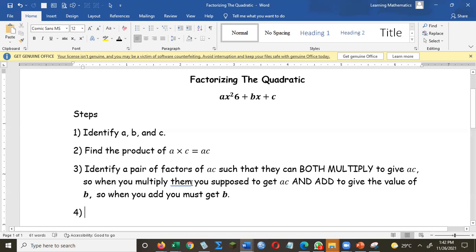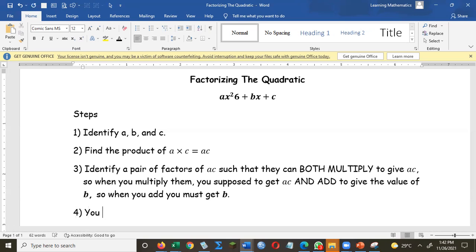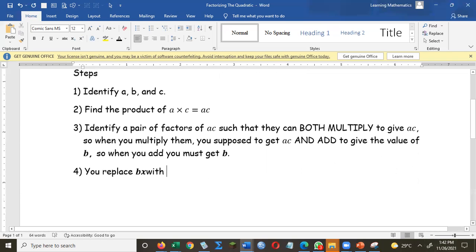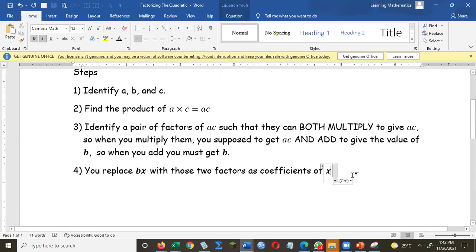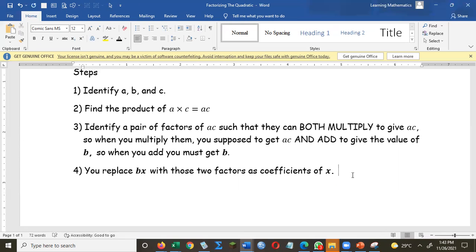Then when you do that, you replace bx with those two factors as coefficients of x. Therefore, you should have 4 terms now.